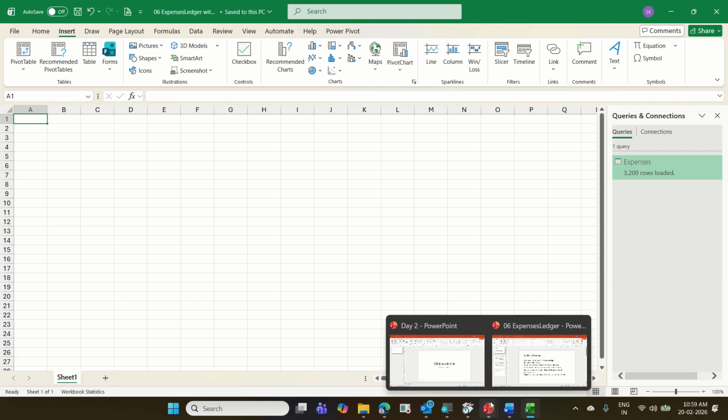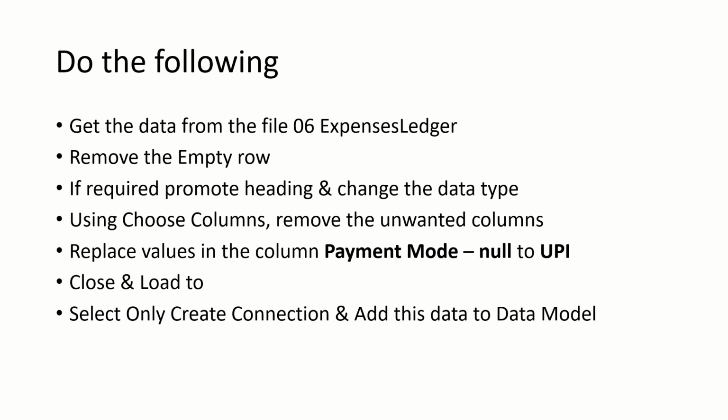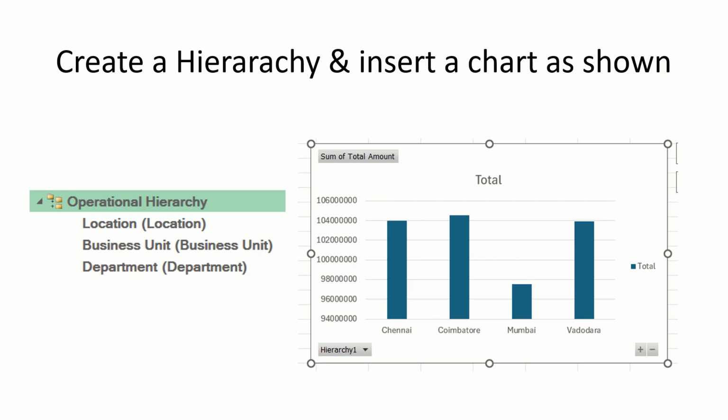Now and then, this one you try. Create a hierarchy. Operation hierarchy. Name can be operational hierarchy. Location, business unit, department. We have Chennai, Coimbatore, Mumbai. When I double click on Chennai, it should go to the business unit. What are all the business units? If I double click on business unit, it should show me department wise what is the sum of total.